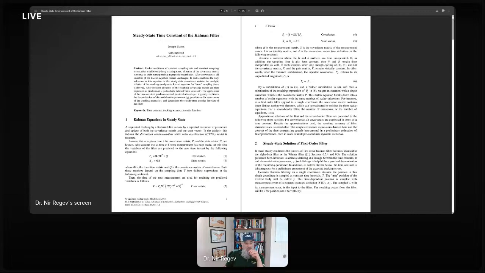It's actually a chapter, I think, from a book that he published, and he wrote this chapter: steady state time constant of the Kalman filter. Let me start with the abstract. Okay?